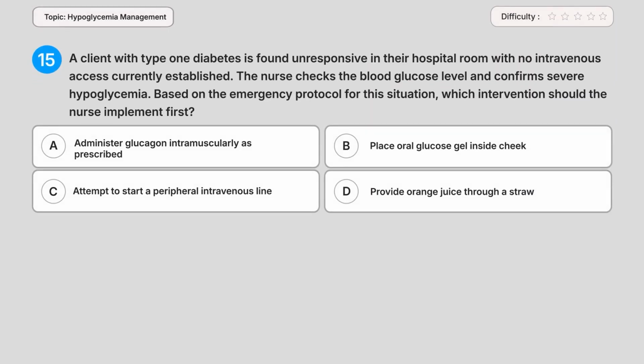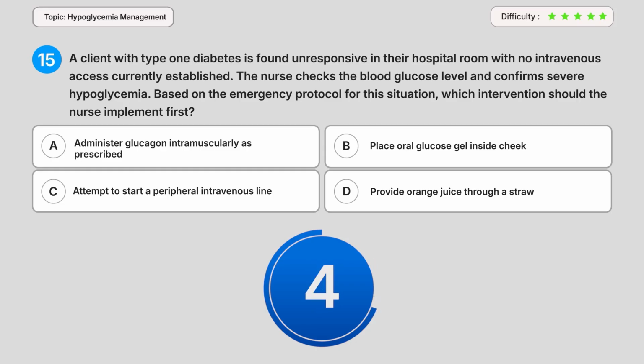15. A client with type 1 diabetes is found unresponsive in their hospital room, with no intravenous access currently established. The nurse checks the blood glucose level and confirms severe hypoglycemia. Based on the emergency protocol for this situation, which intervention should the nurse implement first? A. Administer glucagon intramuscularly as prescribed. B. Place oral glucose gel inside cheek. C. Attempt to start a peripheral intravenous line. D. Provide orange juice through a straw. Do you know the answer?